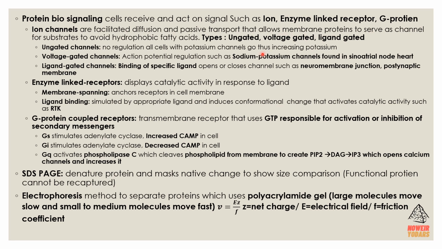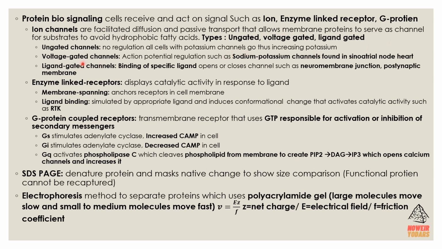A lot of substrates cannot diffuse across the hydrophobic fatty acids. So that's what the ion channels are there for, to help them diffuse. So you have three types: ungated, voltage gated, ligand gated.